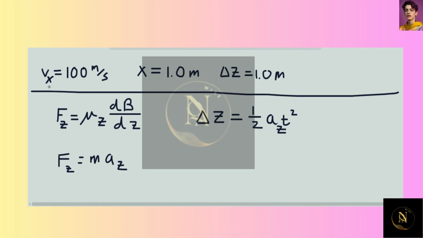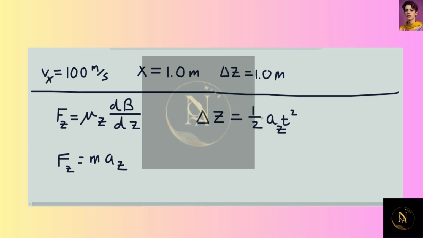Our question wants us to find the change in the magnetic field with respect to the z-axis, dB/dz, as this mass of silver atoms is traveling through a distance of 1 meter, that is our x direction, at a speed of 100 meters per second. So it gets deflected as it's traveling through this 1.0 meters.